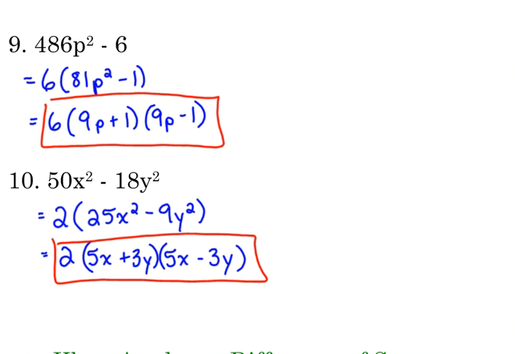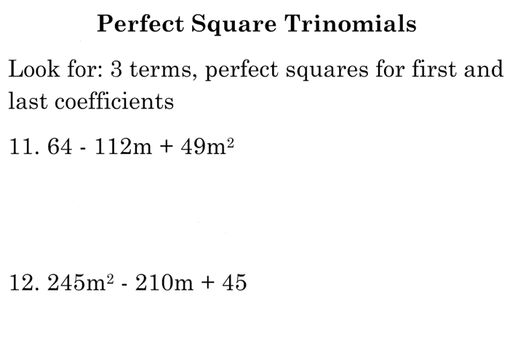All right, questions? There's another perfect square scenario that we can look at. Perfect square trinomials. So a trinomial has 3 terms, so we're looking for 3 terms. Perfect squares for the first and the last, for it to be a perfect square trinomial.